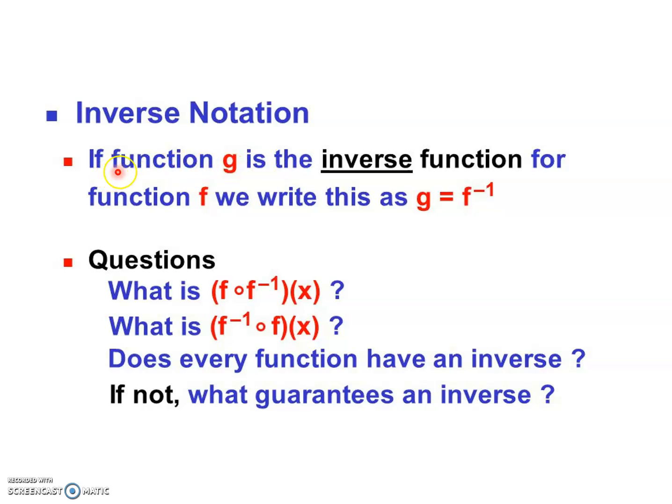Inverse notation: if function g is the inverse of function f, we write that as g is equal to f inverse. So the question is, what is f circle f inverse of x, and what is f inverse circle f of x? Does every function have an inverse? If not, what guarantees an inverse?